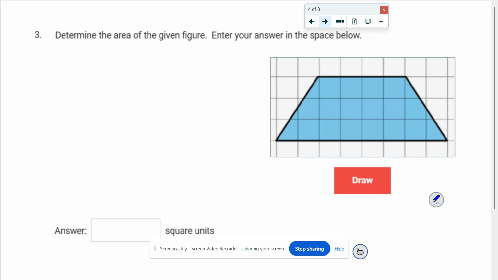Determine the area of the given figure. Enter your answer in the space below. All right, in this case, we have a trapezoid. We don't have a formula for a trapezoid, but what we can do is break this up into two triangles and then a rectangle.